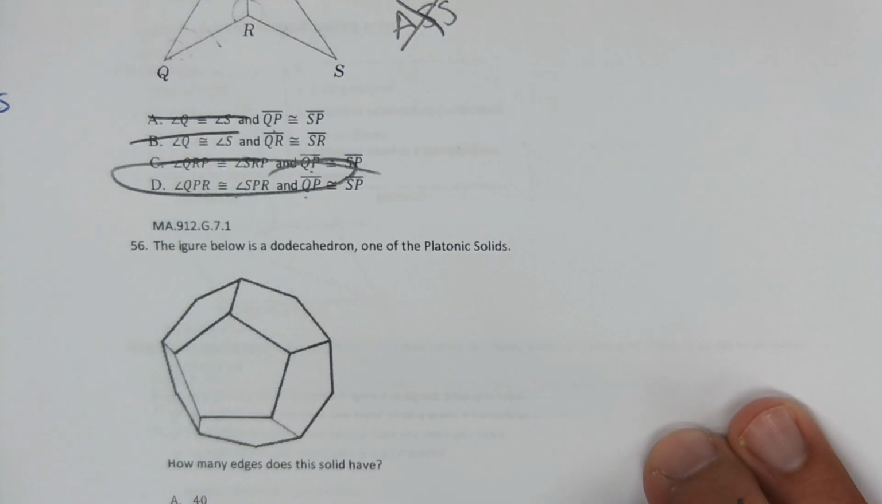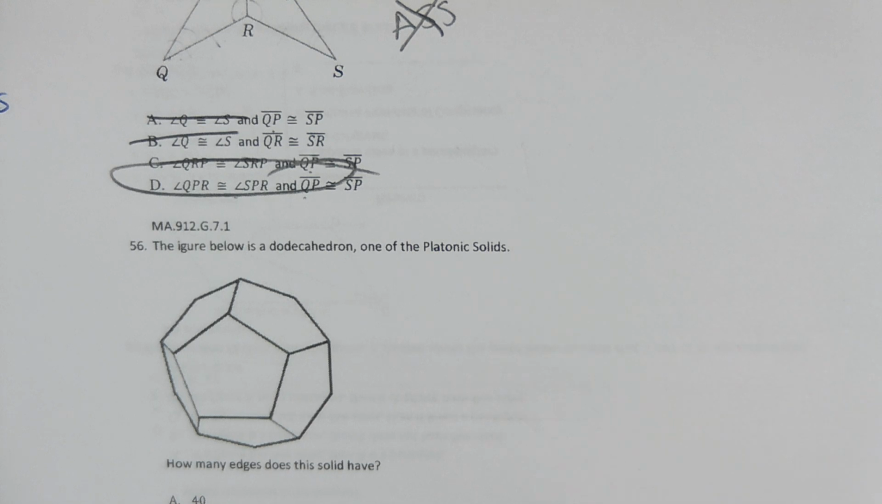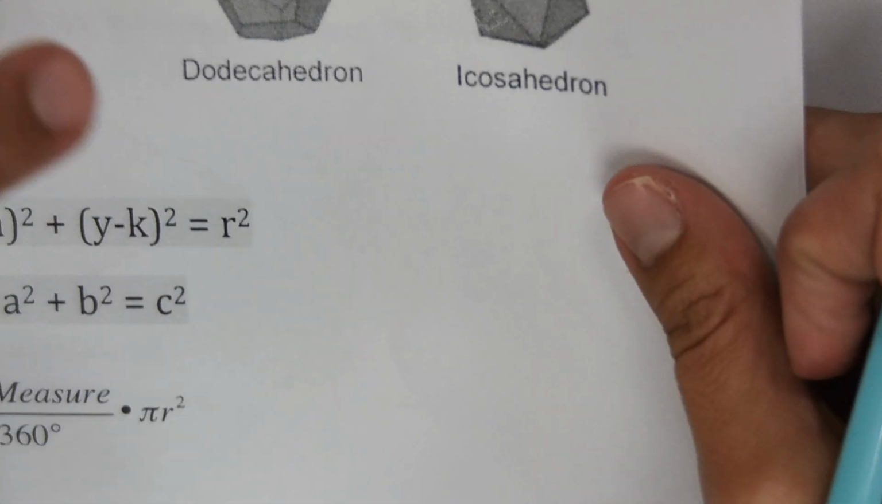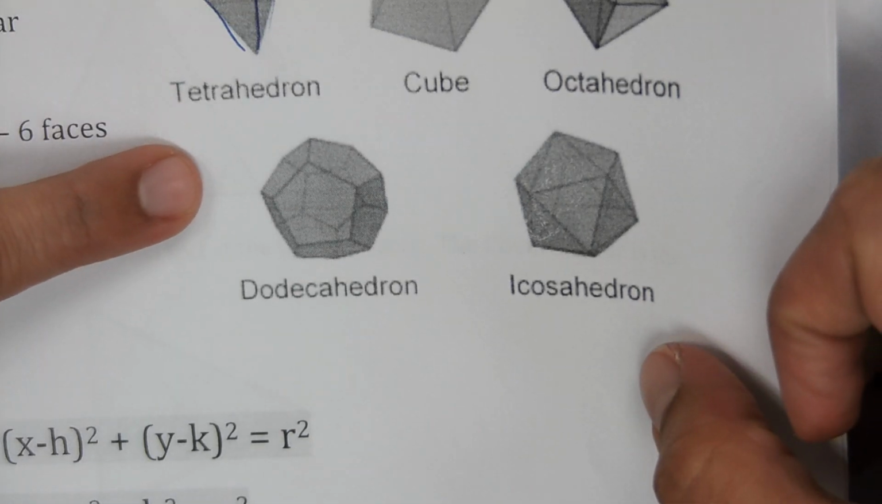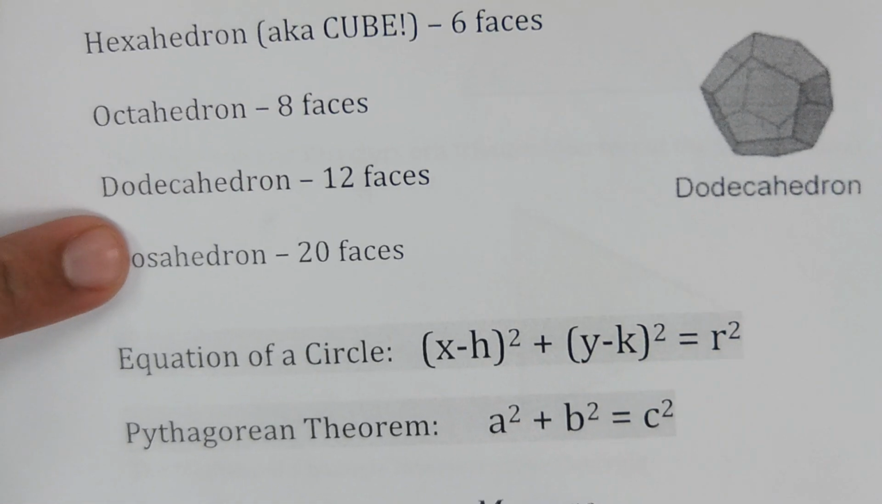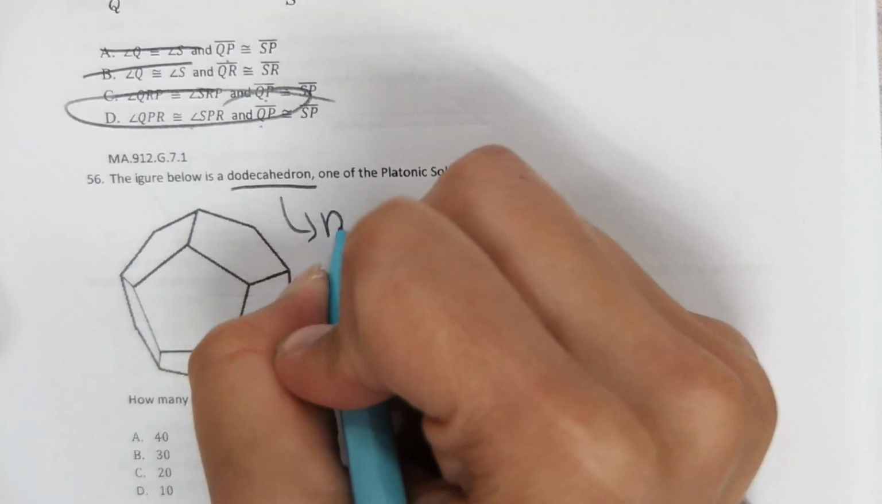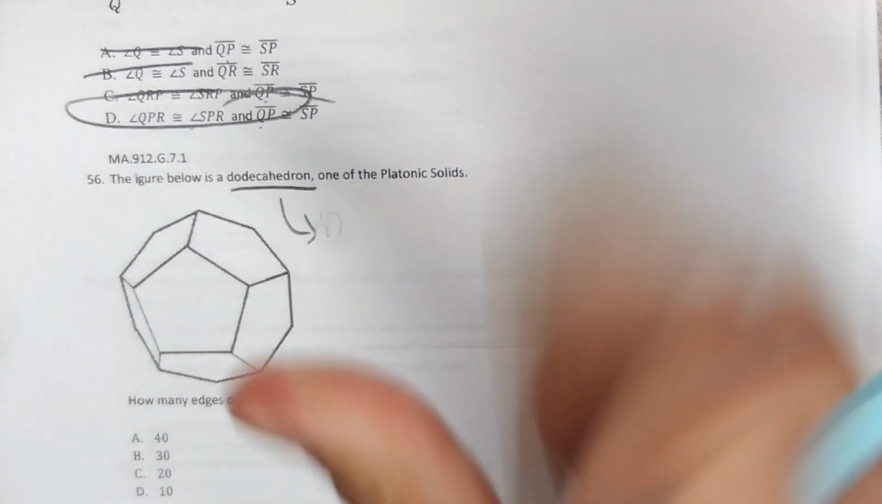Okay, 56. It is a dodecahedron. Okay, dodecahedron. I don't remember this coming up in the textbook, but apparently it comes up on testing sometimes. A dodecahedron is 12 faces.